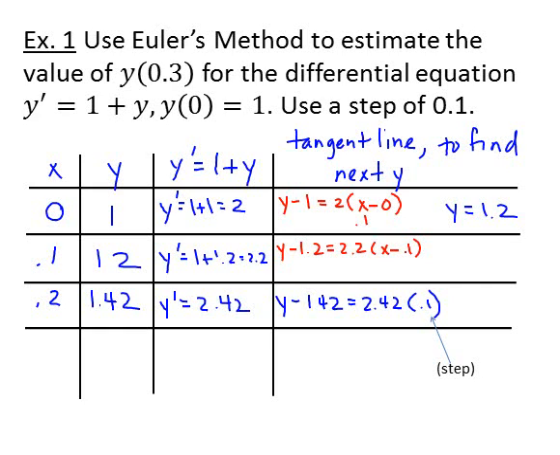Notice that the part in the parentheses here matches the step every time. This happens because we're using the left endpoint of the segment to write the equation of the line and plugging in the x value at the right endpoint of the segment to calculate the next y value. Our goal was to find the y value when x equals 0.3, so this makes our answer 1.662.